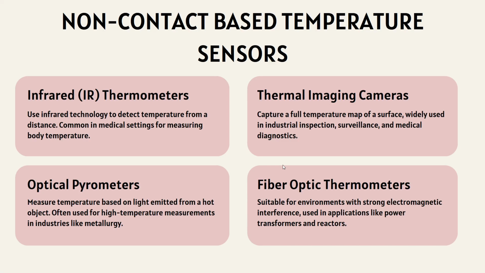Next, we come to thermal imaging cameras. These capture a full temperature map of the surface and are widely used in industrial inspection, surveillance, and medical diagnostics. Optical pyrometers measure temperature based on light emitted from a hot object. These are often used in high temperature measurements in industries like metallurgy.